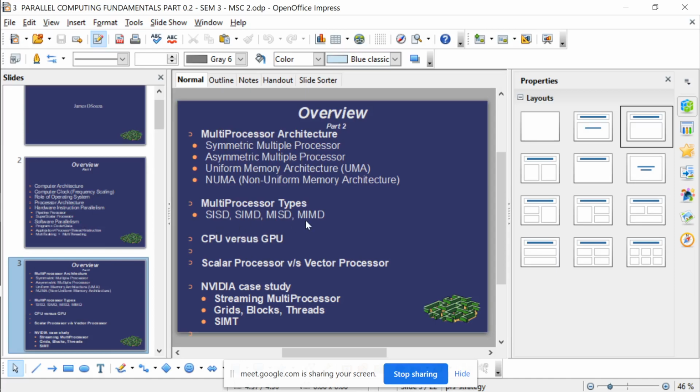Okay, so now we will talk about different multiprocessor types. At every step we are seeing how we are trying to improve the performance of a computer, how we are achieving parallel computing, how we are trying to achieve parallelism. So let's now talk about multiprocessor types. We already spoke about CPU, GPU, right? So now let's talk about multiprocessor types.